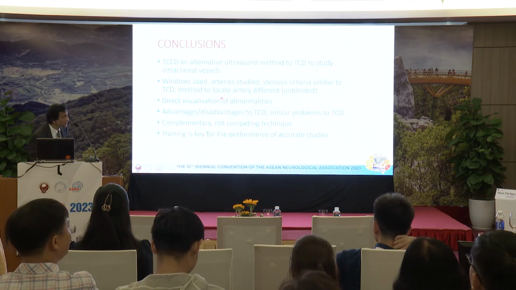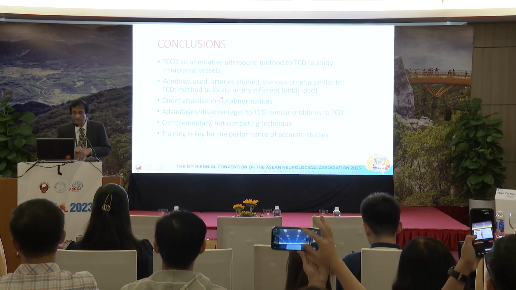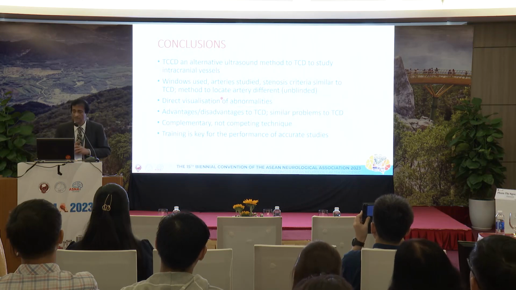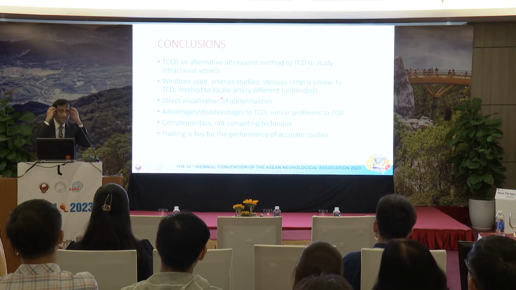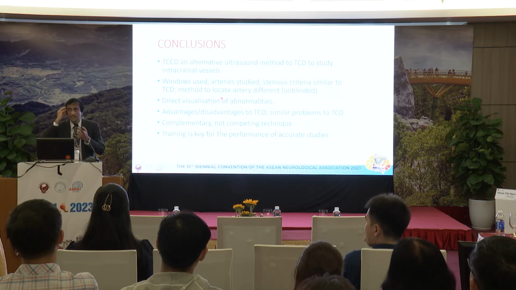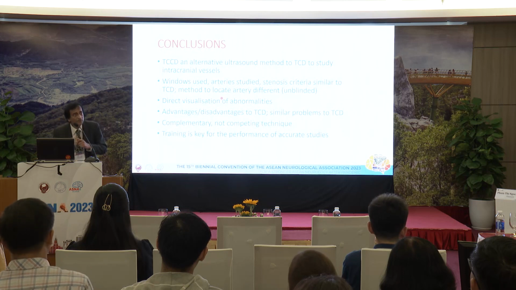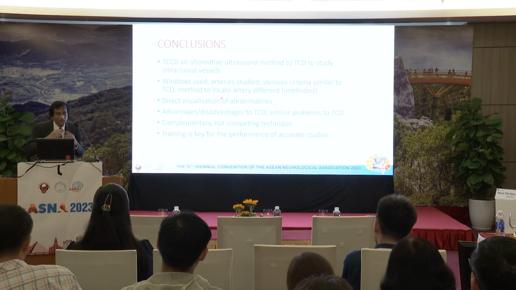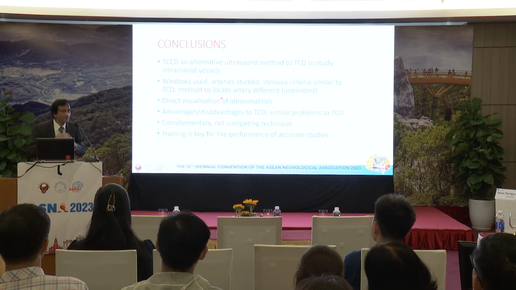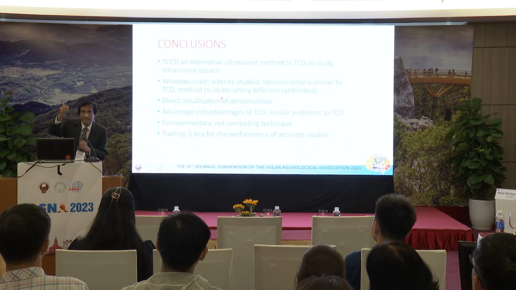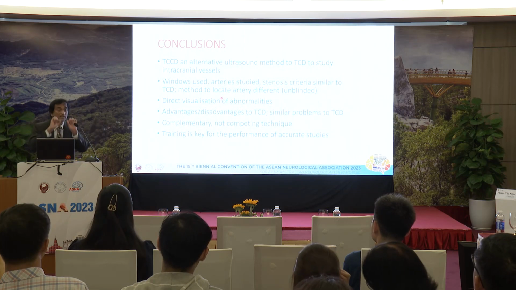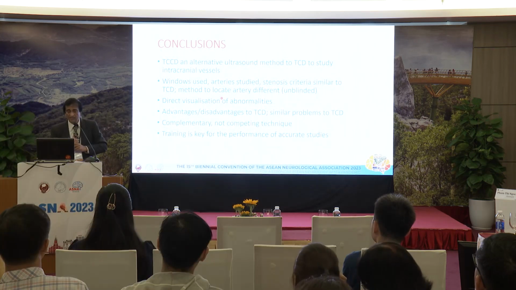So to end, Madam Chairperson, ladies and gentlemen, a few take-home messages. TCCD is an alternative method to TCD, which you'll hear about in a minute, to look at the intracranial vessels. The windows you use, the arteries you study, the criteria for stenosis diagnosis, how to find the artery is very similar, except TCCD is unblinded. You can be very fast to find the artery, which you'll see later when we do the hands-on. You can actually see where the stenosis is based on the turbulence, and then you can pick up the stenosis and detect it where you want.